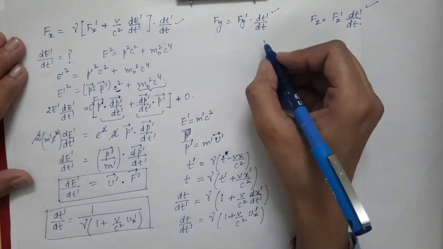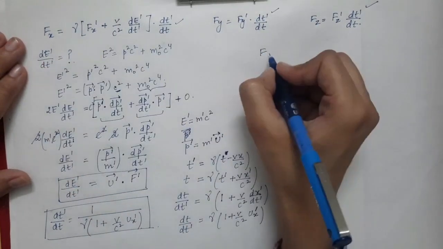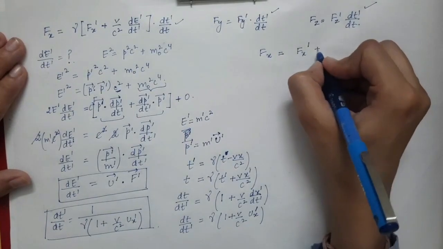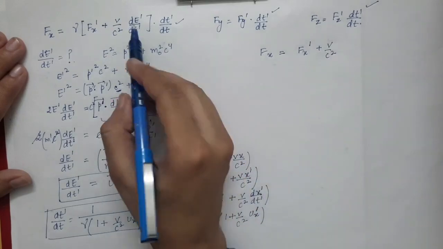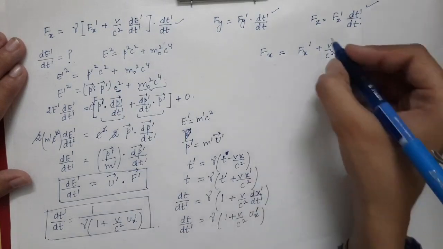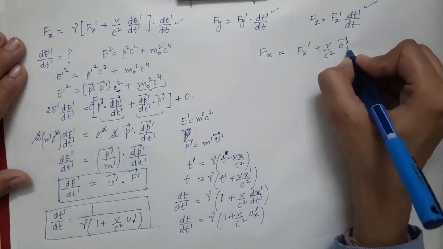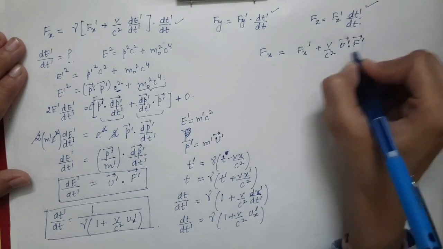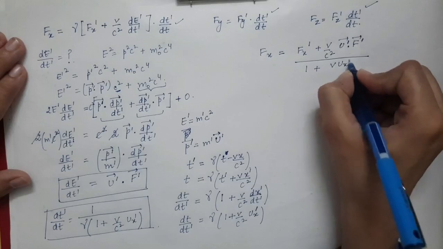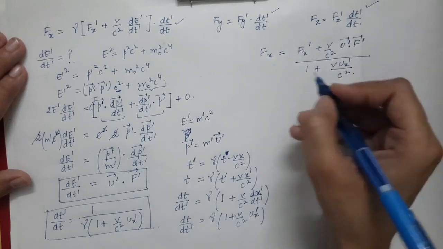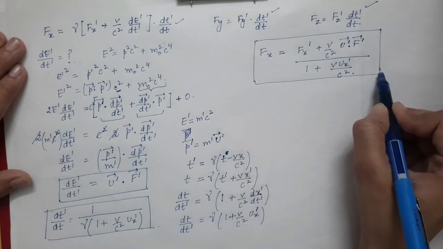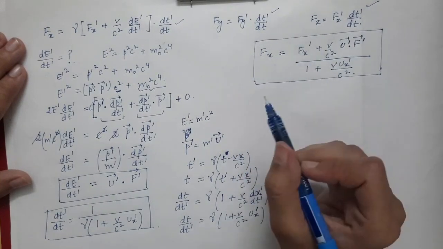You will get the final result: fx is equal to (fx' + (v/c²)(u' · f')) divided by (1 + v ux'/c²), where instead of dE'/dt' you insert the u' vector dot product with the f' vector. So this is the first equation that we have got, of fx in terms of fx'.